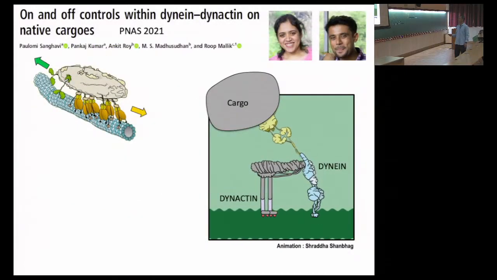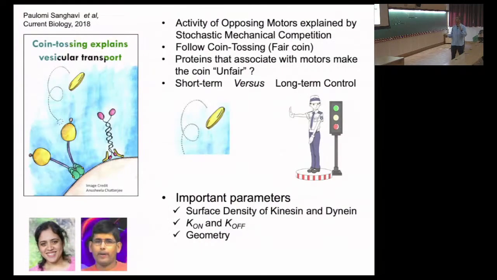Okay, then what we have done more recently, here is Paulomi and Pankaj, who have really done a fantastic job looking at this. And the experiments were done pre-pandemic, but all the analysis was done sitting at home during the pandemic. This work used early phagosomes because we wanted to see bidirectional transport.